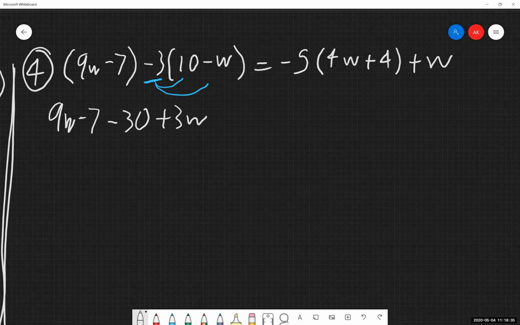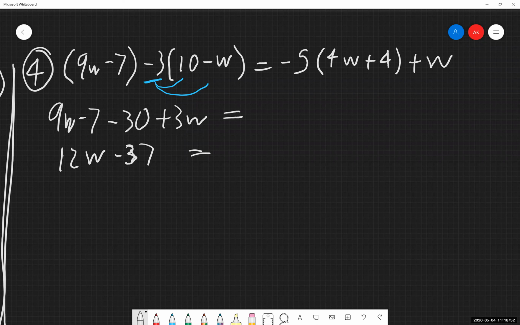And now I'm combining like terms. I have 9w plus 3w. It's going to give me 12w. -7 minus 30, it's going to be -37. And I can't combine any other like terms over there, so that side is done.